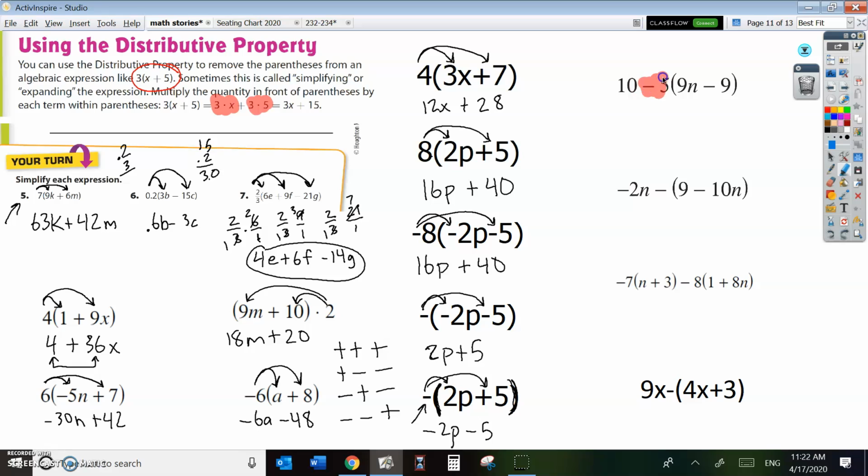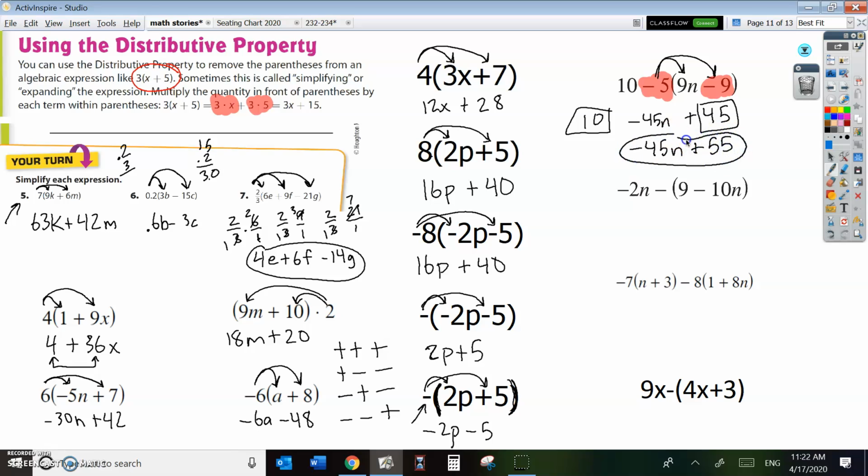I prefer to do negative 5 and just treat everything in here like a multiplication problem. Negative 5 times 9 is negative 45n. And negative 5 times negative 9, because I'm going to count these two together, so the negatives are going to cancel, so it will be plus 45. Bring the 10 straight down. Combine like terms. There's no variable here or here. Those are constant terms. Negative 45n plus 55. That's all you can combine with that particular problem.